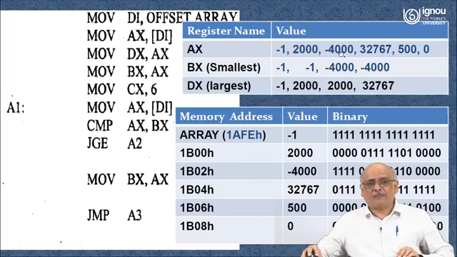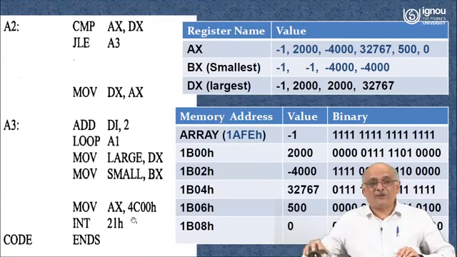Now what we have read is minus 4000. Minus 4000 is less than minus 1. So what is going to happen here? Comparison is taking place between AX and BX, and minus 4000 turns out to be smaller, so this jump is not going to take place. When this jump does not take place, move BX with AX. So minus 4000 has been moved to the smallest value, and now you jump to A3 to take the loop.